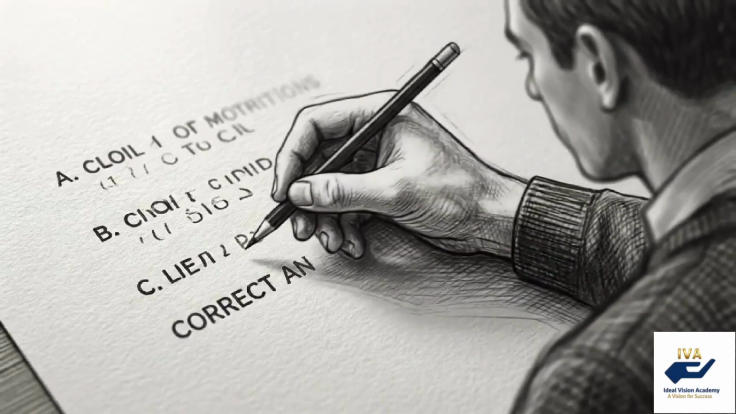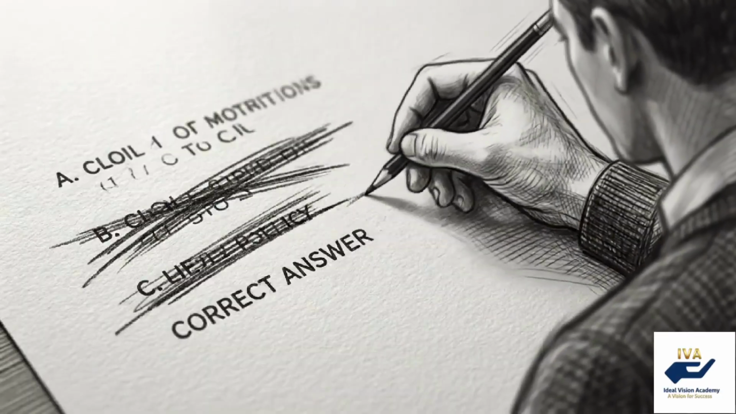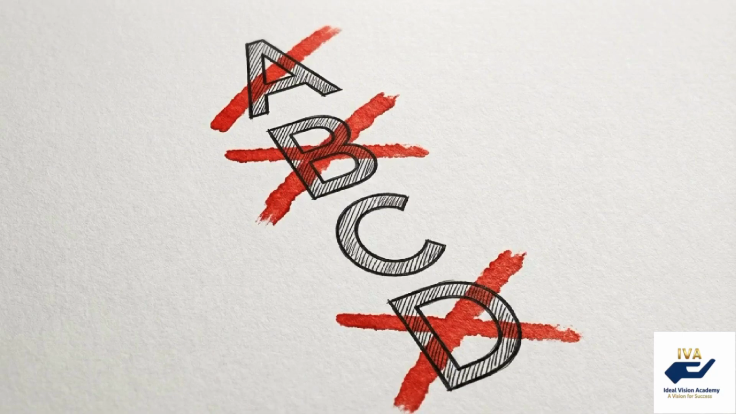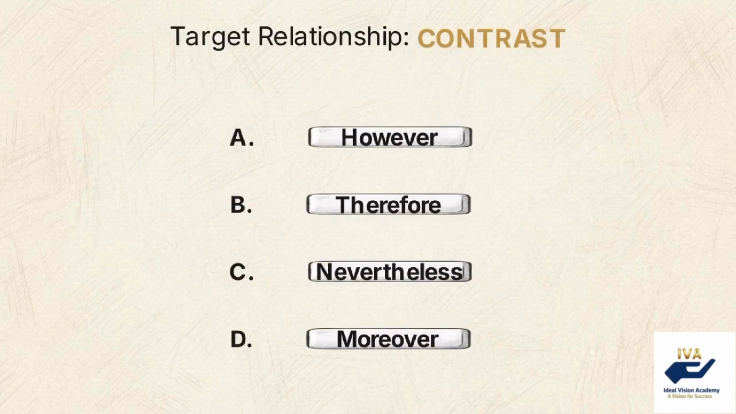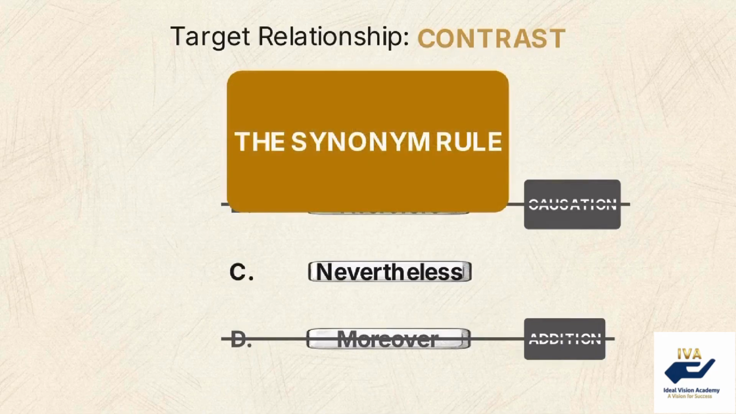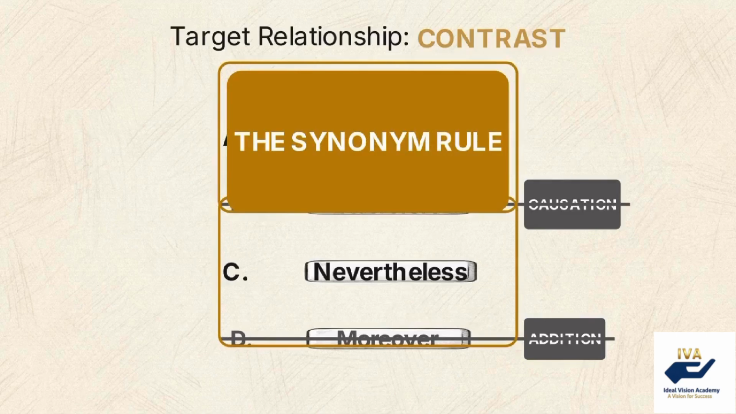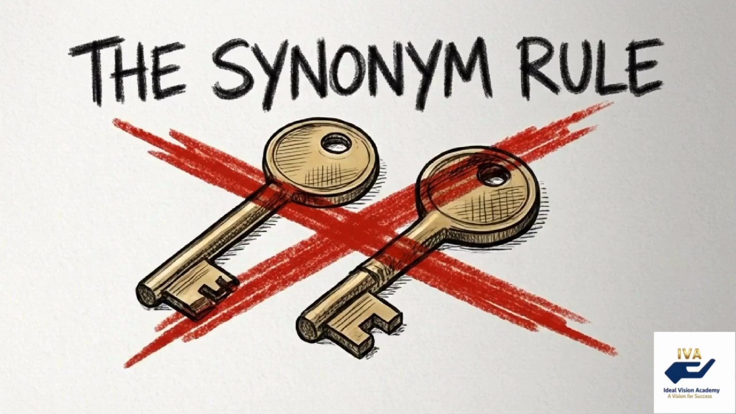Forcing the text into distinct buckets removes subjective opinion. You are no longer asking what sounds good, you are solving an objective equation. Step 4 is to eliminate the wrong options. Now that we know we need a contrast word, immediately cross out any answer choices that fall into the addition or causation columns. Here is a highly effective shortcut, the synonym rule. If you see two answer choices that mean the exact same thing, like however and nevertheless, neither can be correct. Cross them both out. The test can never have two right answers.